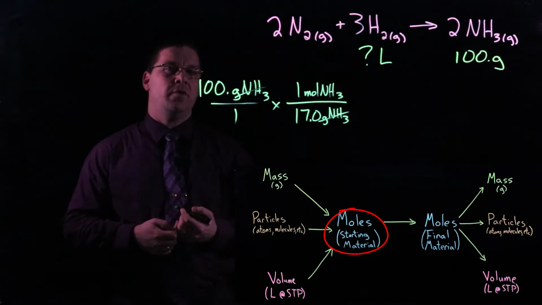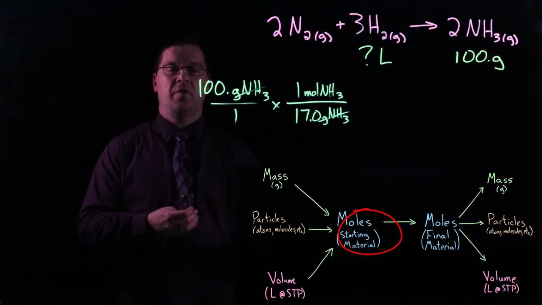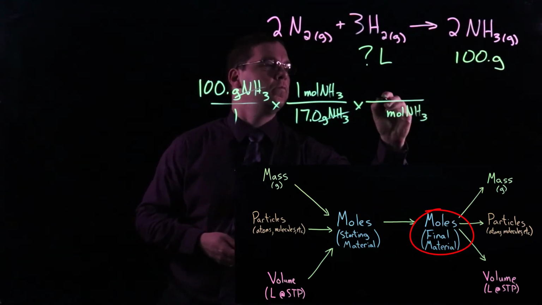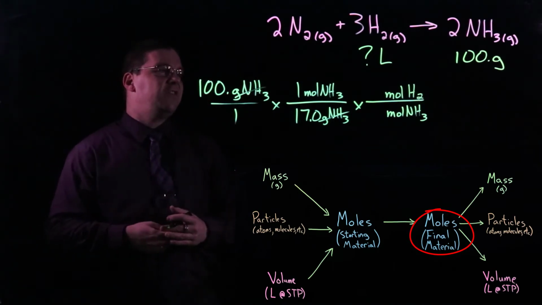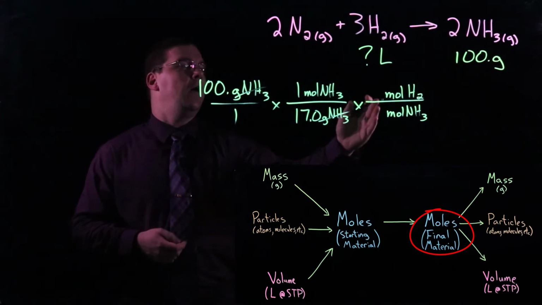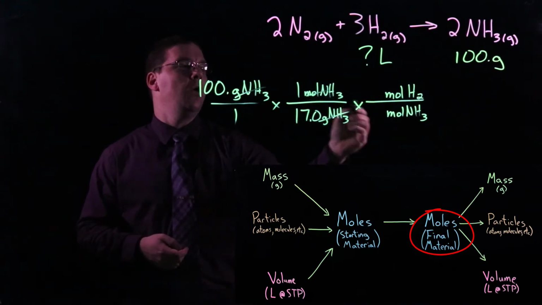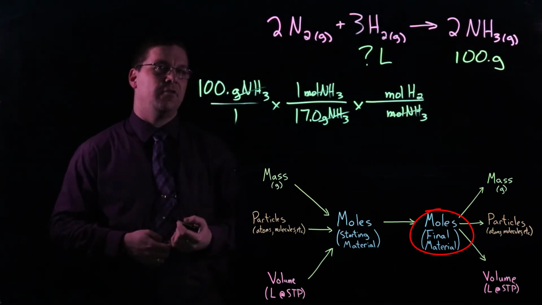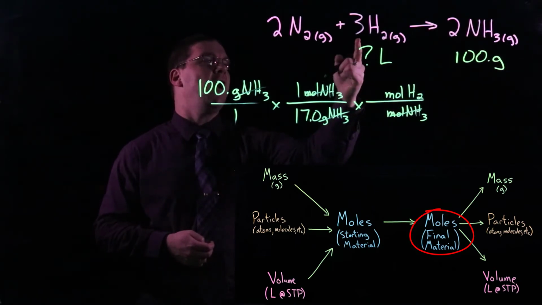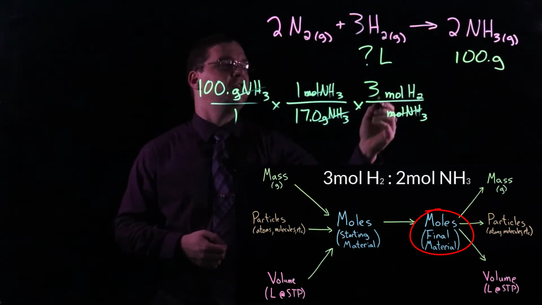The next step is to convert from moles of our starting material to moles of our final material. And so this is our mole ratio step. Again, I would suggest you start by writing in your mole units and the formulas. Don't worry about the numbers just yet. Get those units set up so that you can see where the mole units are going to factor out. But then go to your balanced equation and look at the coefficient for hydrogen, which is 3, and the coefficient for ammonia, which is 2.